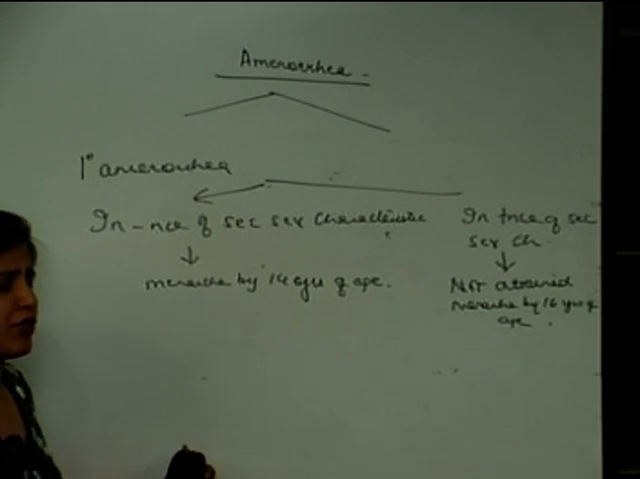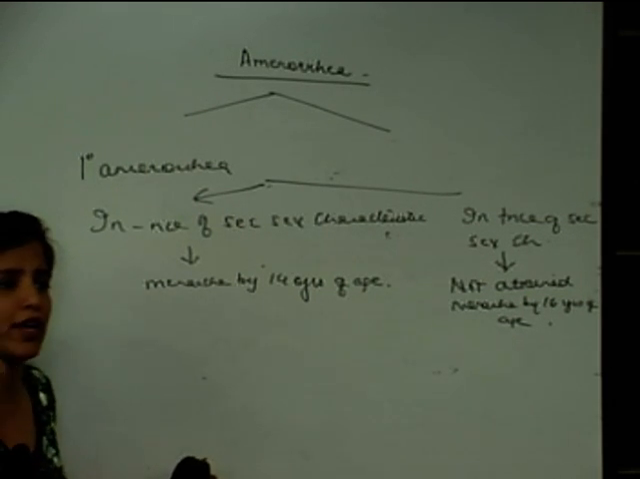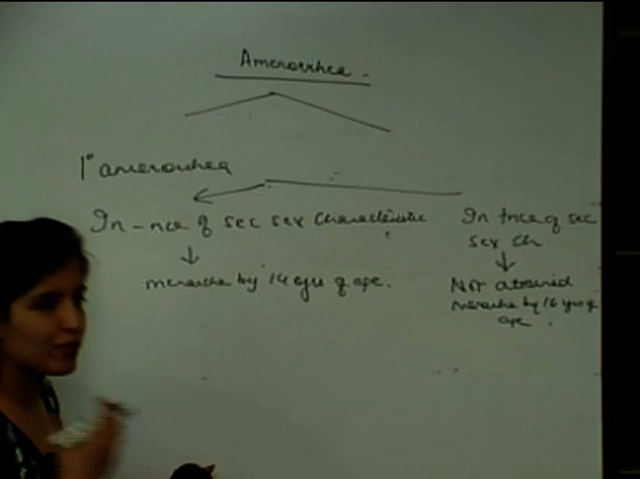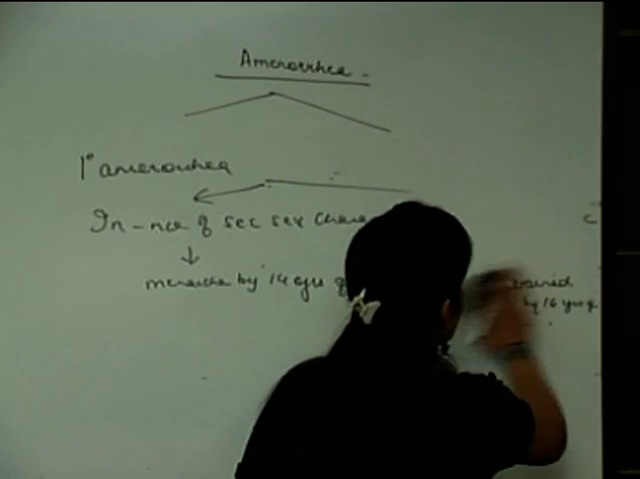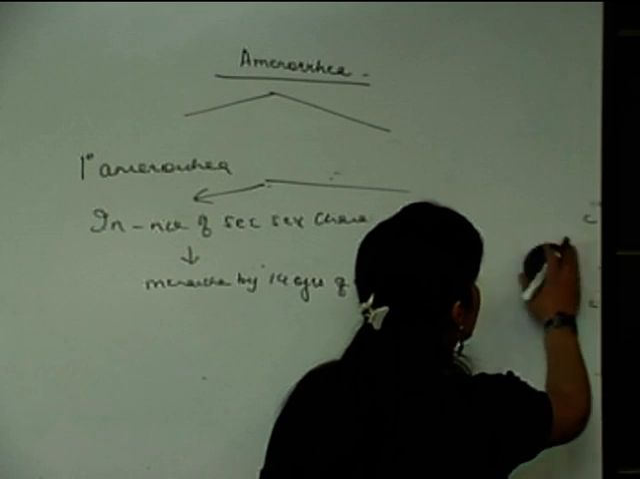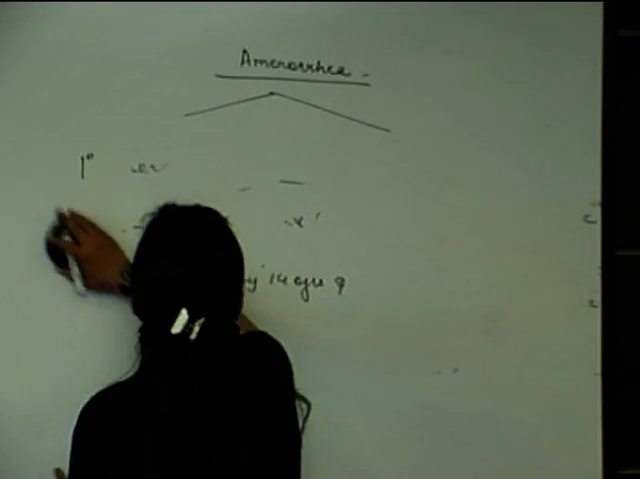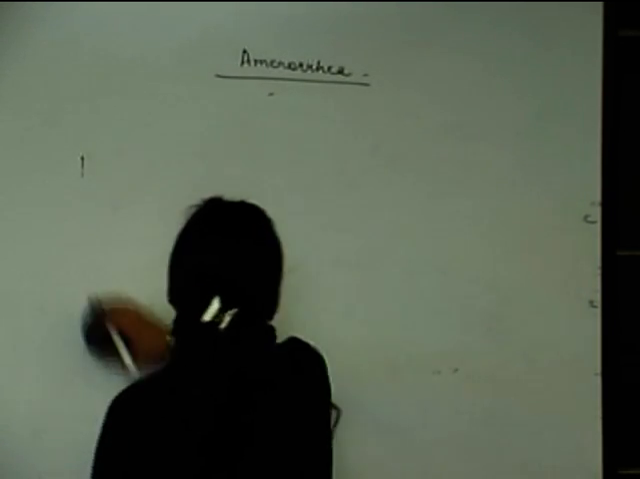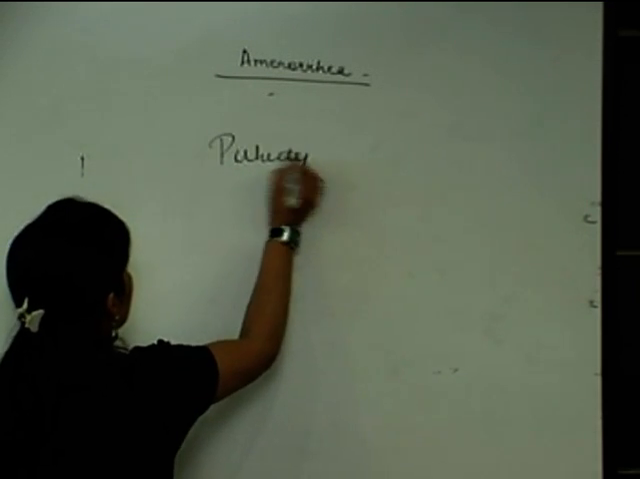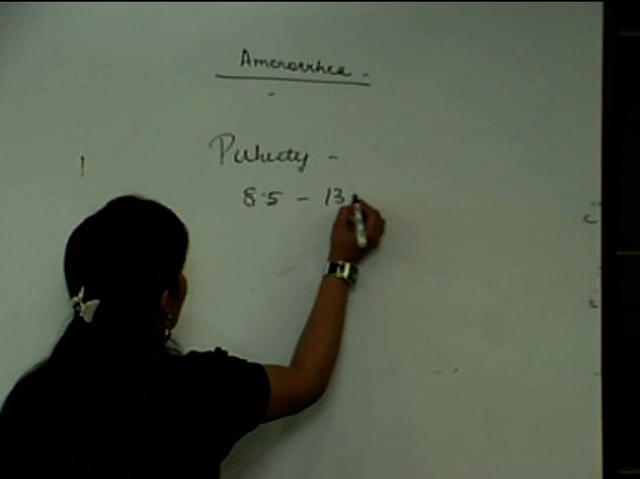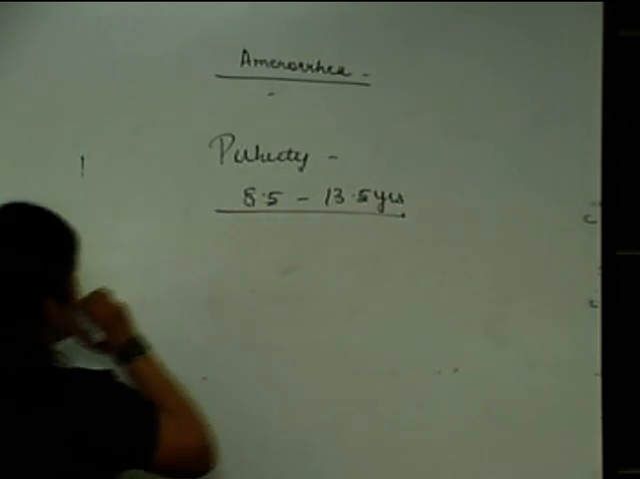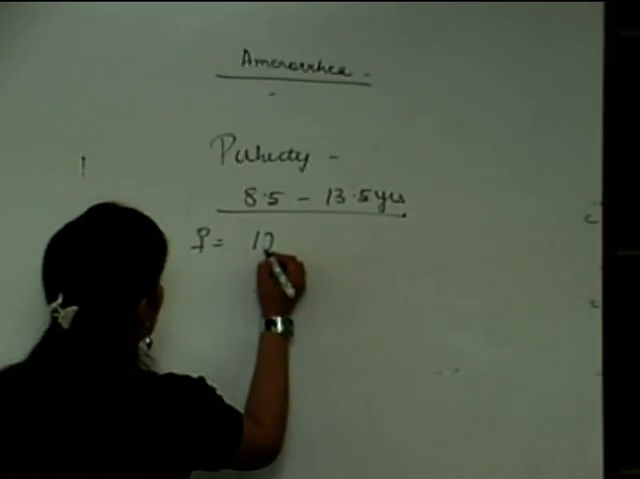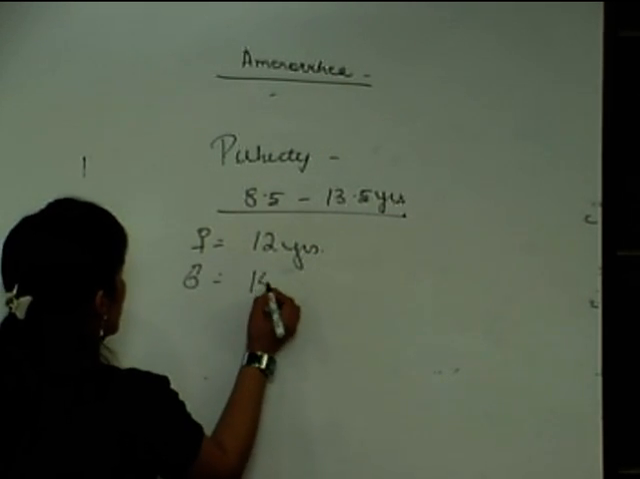Before I proceed further, we are talking about secondary sexual characteristics, we are talking about menarche. So first we should also know about puberty in females. What is puberty? Puberty is the state of becoming functionally capable of procreation. The age group for puberty in females is 8.5 to 13.5 years. That is the normal age for attaining puberty in females. The mean age of attaining puberty in females is around 12 years, and in males it is around 14 years.